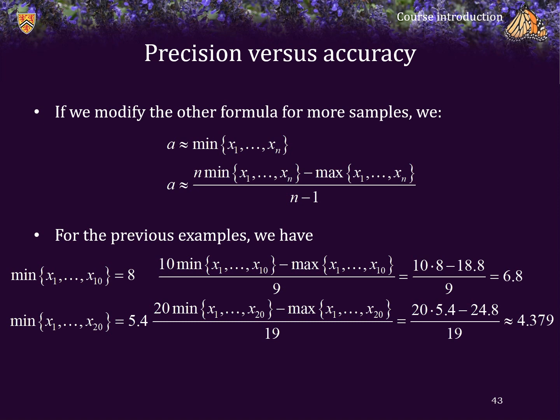The absolute error of 5.4 was 0.4. The absolute error of this second approximation is actually slightly larger than 0.6. So we're not guaranteed that the error will always be better with a more precise or more accurate formula. It's just on average it will be better. But in this case it happened that for this particular sample that was not the case.